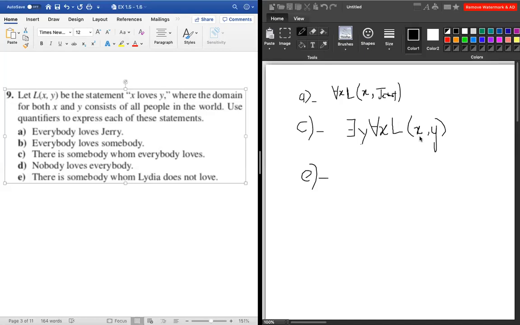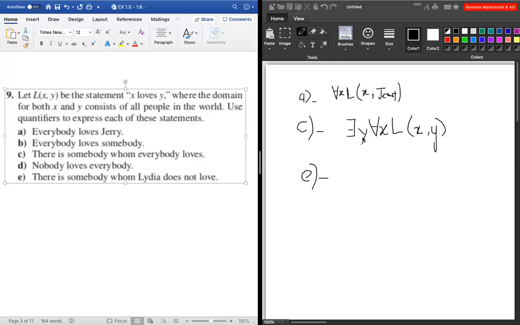Would it mean everybody loves somebody if you put X in the existential part? Exactly, yes. If we make it existential X, then it will be there is someone who loves someone. But if you make this a universal quantifier instead of the existential, then you will be right.